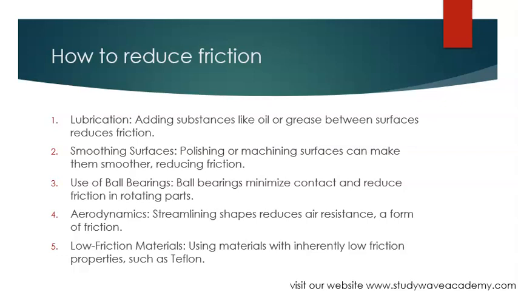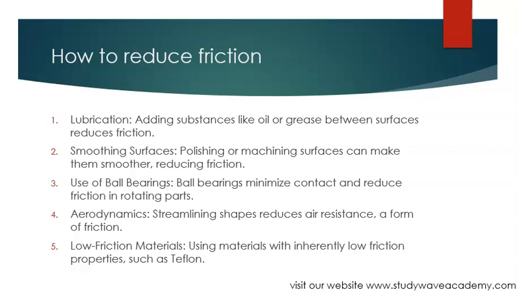Use of ball bearings. Ball bearings minimize contact and reduce friction in rotating parts. Ball bearings are little tiny smooth balls, okay, that help things move super easily. They reduce friction by rolling instead of rubbing, making machines like bicycles and skateboards go faster and smoother.